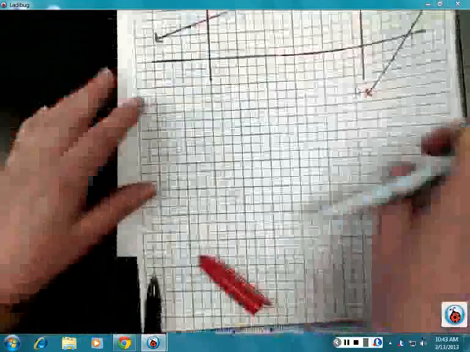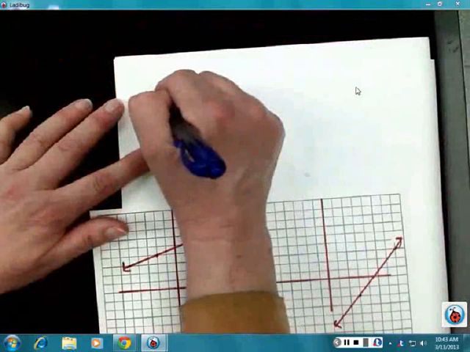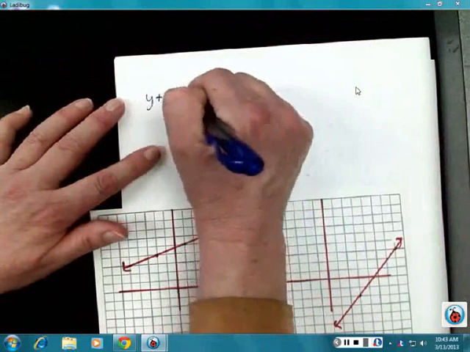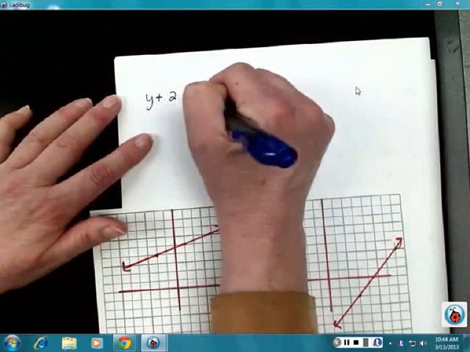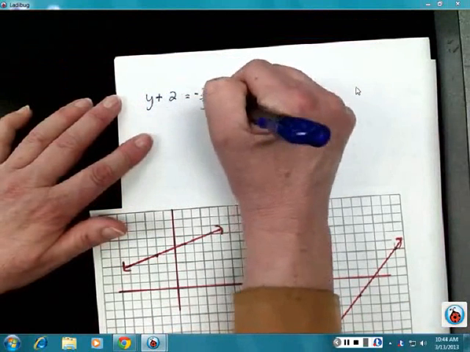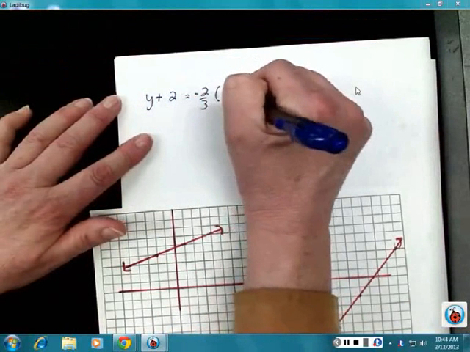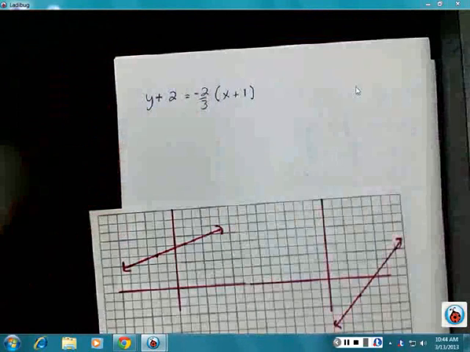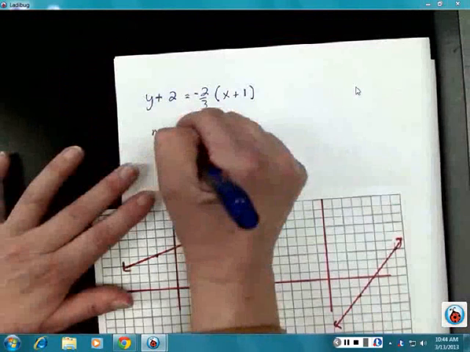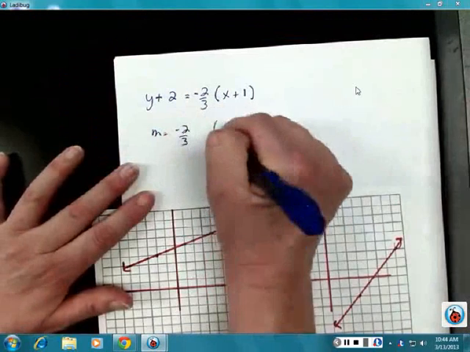My graph paper up there. So if we have y plus 2 is equal to negative 2/3 x plus 1. m would be negative 2/3. y would be 2.